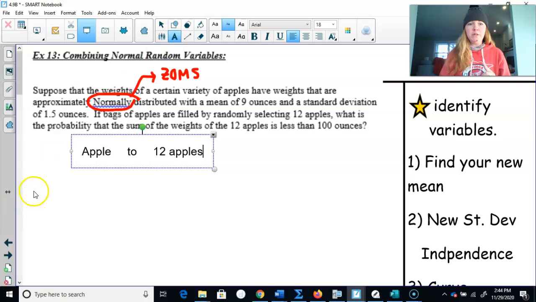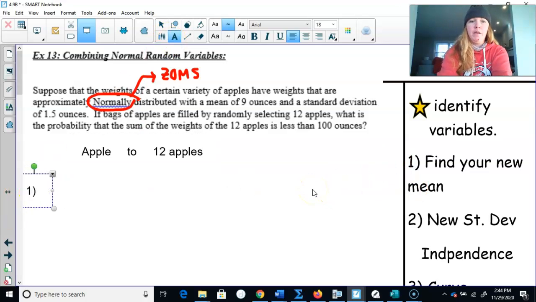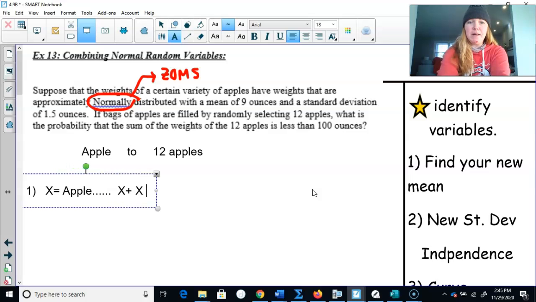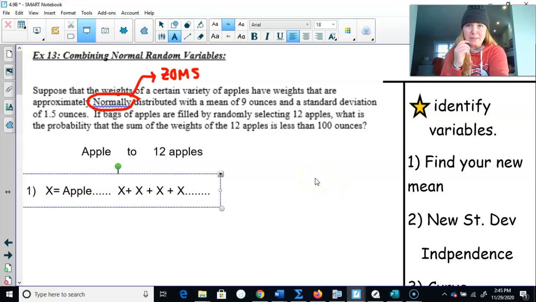First thing we want to do is find our new mean. Okay, so step 1 over here. Well, what am I combining? I'm not combining an X and a Y, like books and tuition. I'm combining the same variable, apple plus apple plus apple. I'm going to say apple is X. So what am I doing? I'm literally saying X plus X plus X plus X. I'm doing that 12 times.